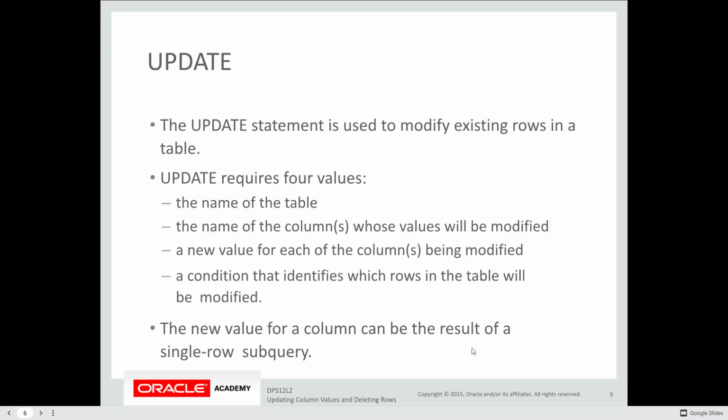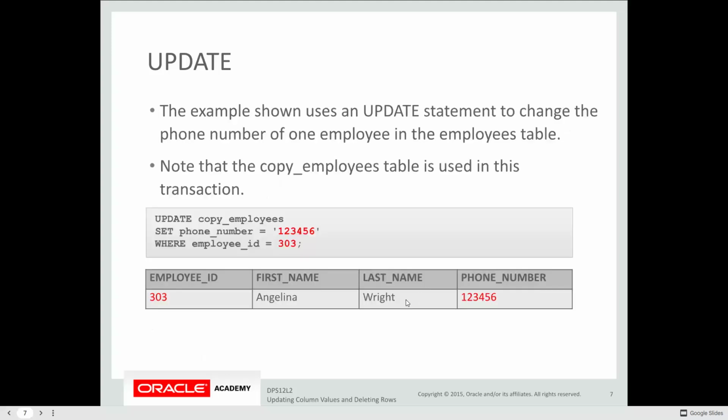The new value of the column can be a result of a single row subquery. Yeah, subqueries can be useful, and I will keep saying this, as long as you're testing that subquery first before you're running it. So here's the general syntax or an example of an update statement. So you have update, set, and where. Please always use that. Update your table, set your column equal to a new value, and then where, and then whatever your test condition is. In this case, we're only updating one employee.